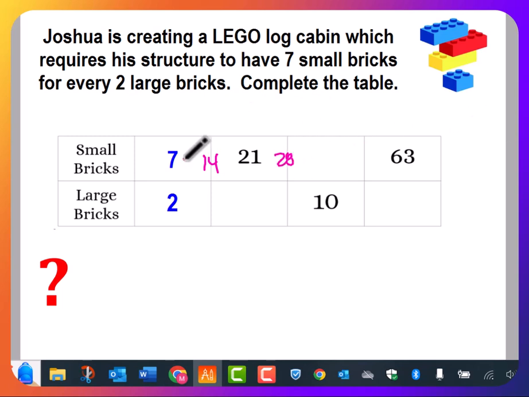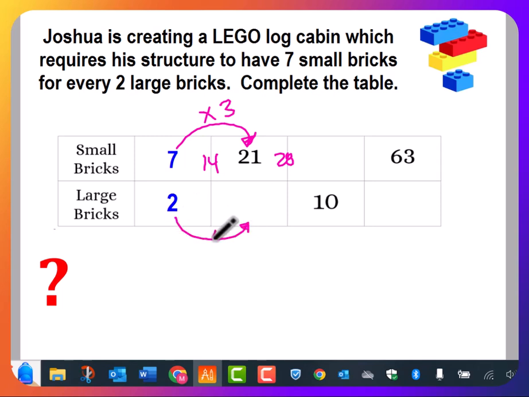Or you can look at this and say, okay, I want to go from 7 to 21. How am I going to get there? And remember, these are multiplicative comparisons. So that means you need to multiply 7 by some number to equal 21. Just like a scale factor, right? Multiply the 7 times 3, and that will give us the 21. Well, if we want to know how many large bricks are needed, then you have to do the same thing with the 2.